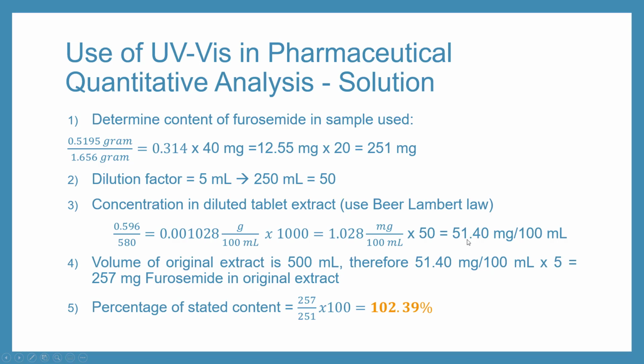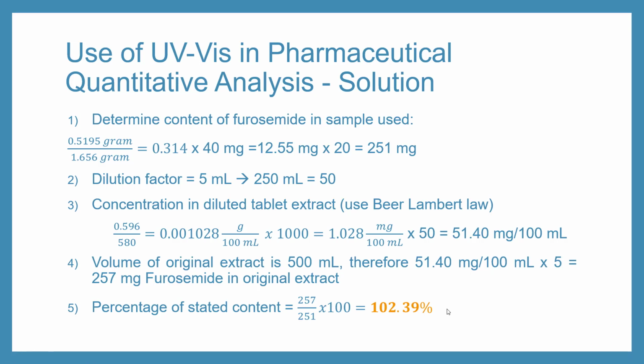Okay, so right now we have 51.40 milligrams per 100 mil. However, our extract, our original extract, was made up to 500 mils. So therefore, if we want to go from milligrams per 100 mil to milligrams per 500 mil, we multiply by 5. So that will tell us that there's 250 milligrams of furosemide in that original extract. So we come back up here and we would have found out, so within those 20 tablets, we would have had 251 milligrams. So now we divide our answer, okay, our experimental answer, by that expected answer times 100%, and we find out that we have 102.39% furosemide in those tablets.